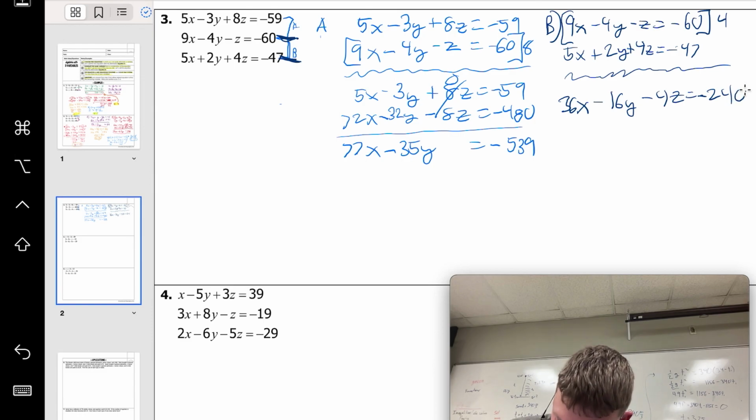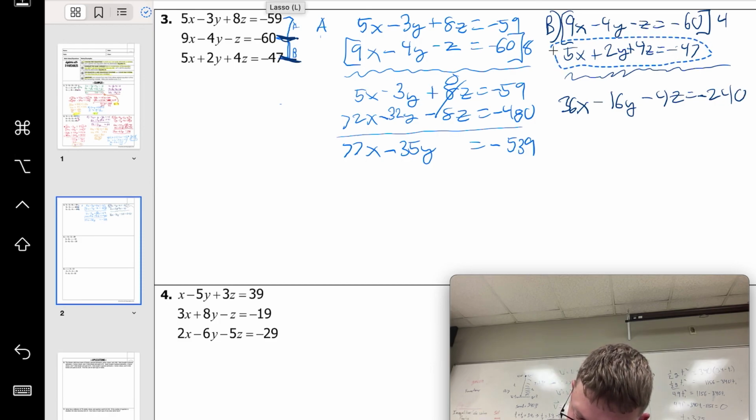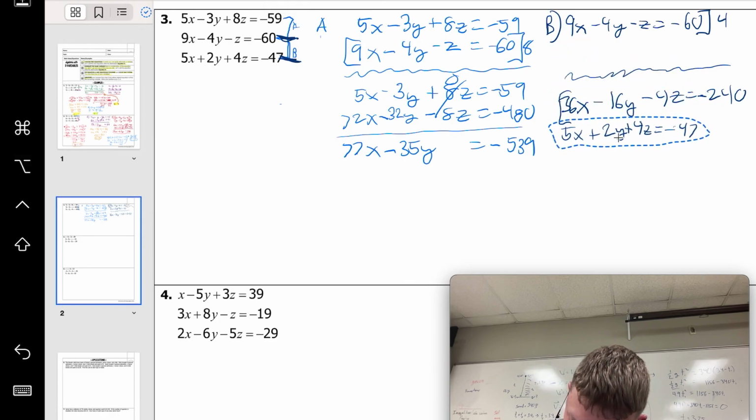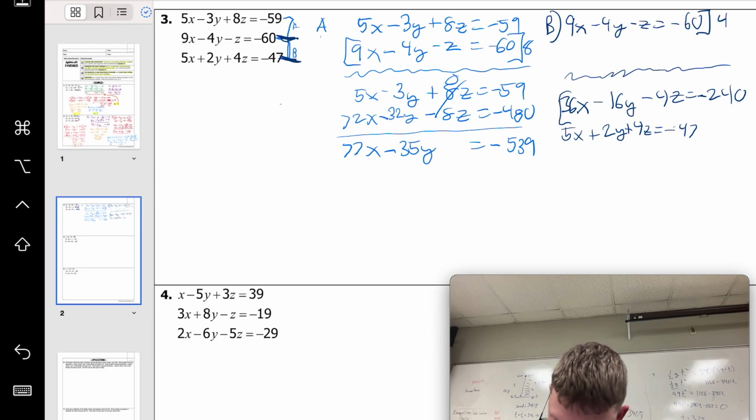240. And the bottom equation stays the same. So at this point, we are just going to cheat. And from there, we are going to just combine everything, and then we'll be good to go.